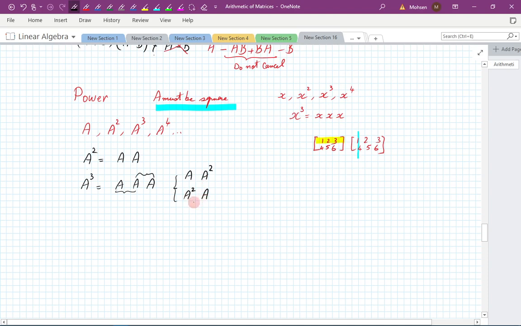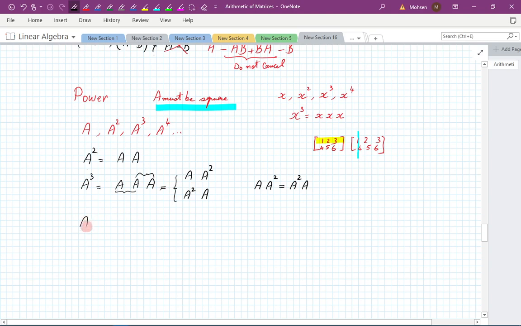But it so happens for the powers of a matrix, that's one of those nice situations where we actually still do have commutativity. That is, if you take A and multiply by A squared, or you take A squared and multiply by A, you actually get the same answer. So it is legitimate to write A cubed this way, this way, this way. These are all the same.